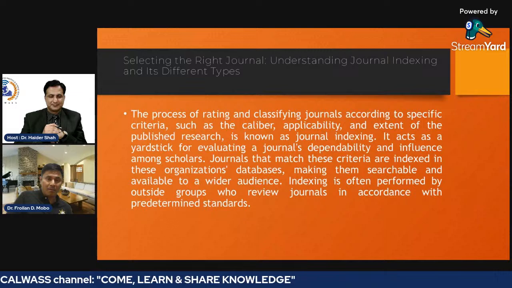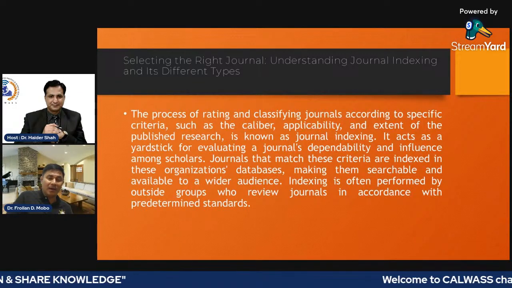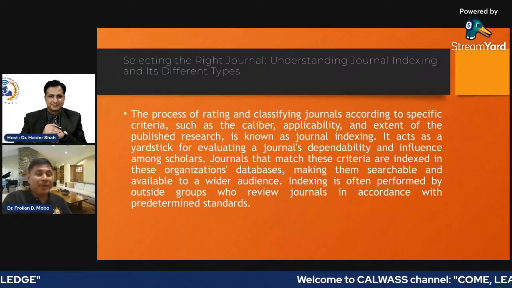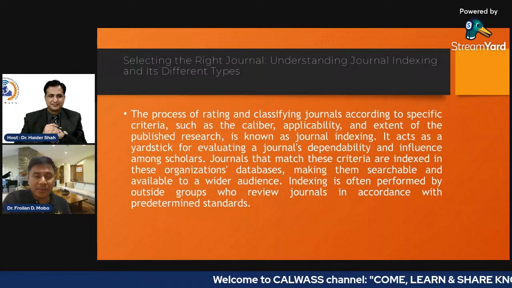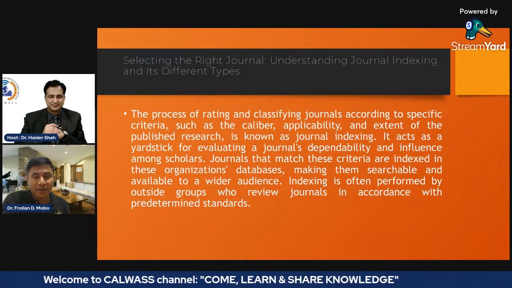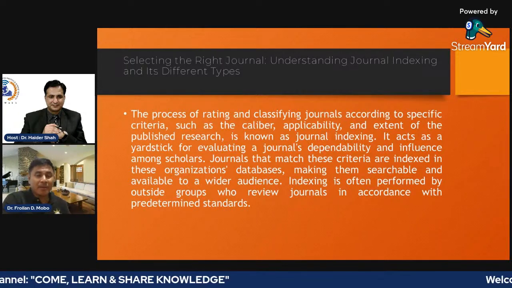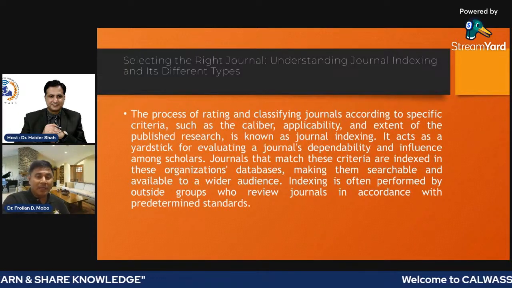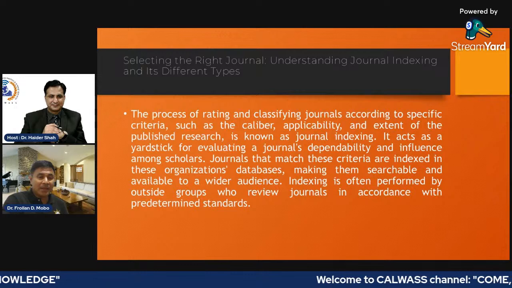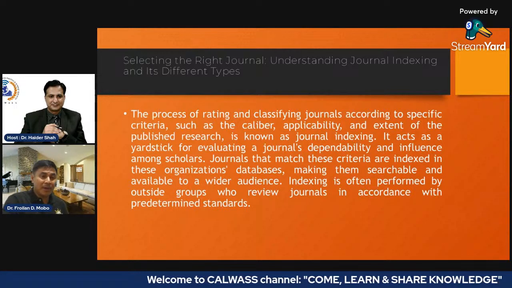And of course, selecting the right journal means understanding the indexing, the process of rating and classifying journals according to specific criteria, such as the following: caliber, applicability, and extent of published research. So it's very important to check the known indexing because it acts as a yardstick of evaluating a journal's dependability and influence. So it's very important to check it from time to time.